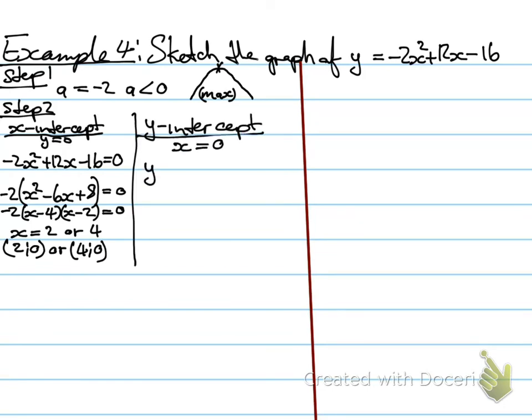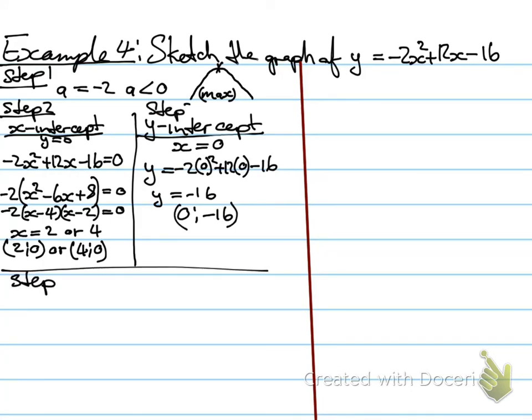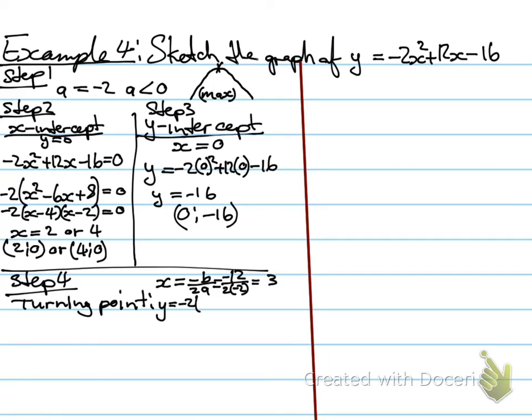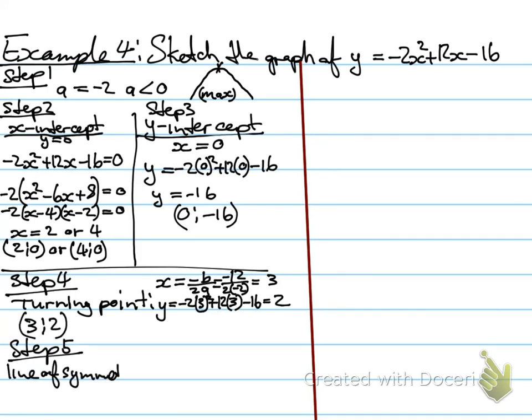Y-intercept: we substitute x equals 0, and you see your y is negative 16. So the y-intercept is 0 and negative 16. Step number 4, turning point. Remember, our x will be equal to negative b all over 2a. We substitute those values, we get our answer as a positive 3. So for y, we substitute into the equation, y will be equal to 2. That is our turning point. Step 5, line of symmetry is going to be x equals 3.